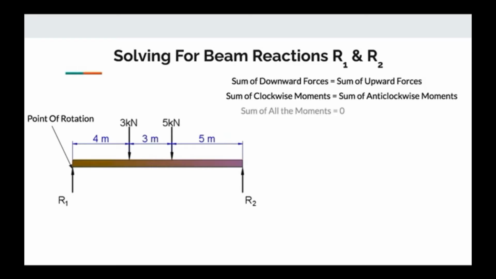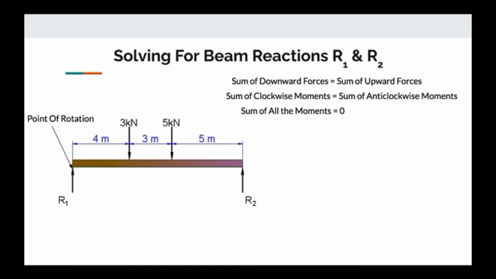And here's another formula to bear in mind. When you add the moments of the first two forces, which are the downward forces, and then add R2 to those forces, the moments should be 0, because the anti-clockwise direction will result in R2 being subtracted rather than added.